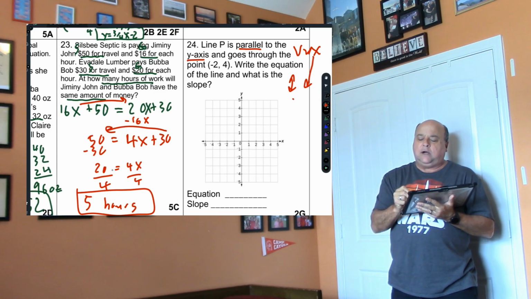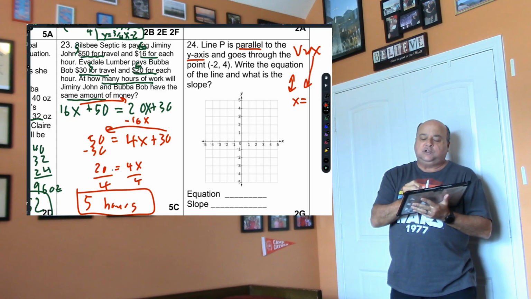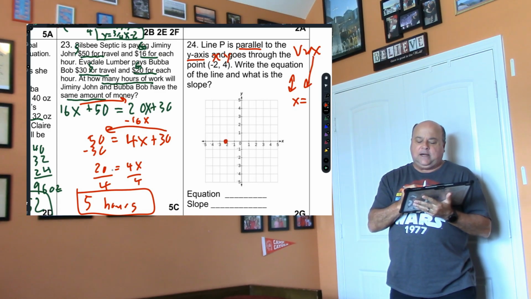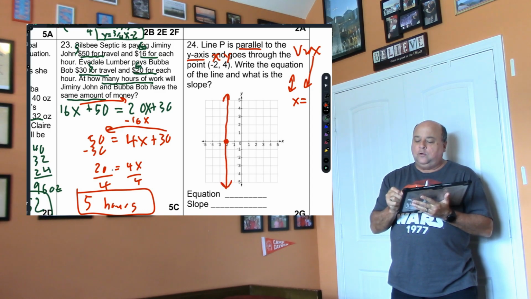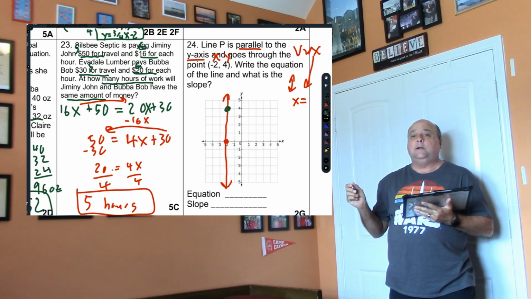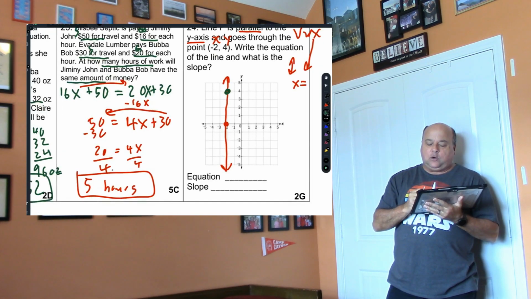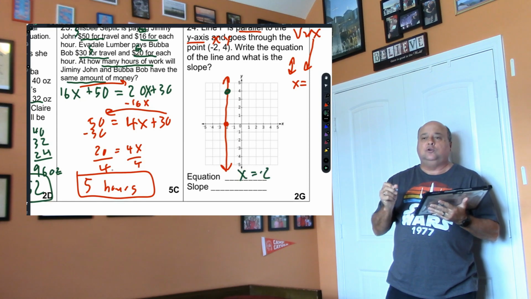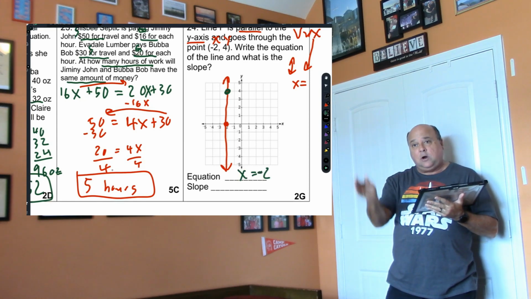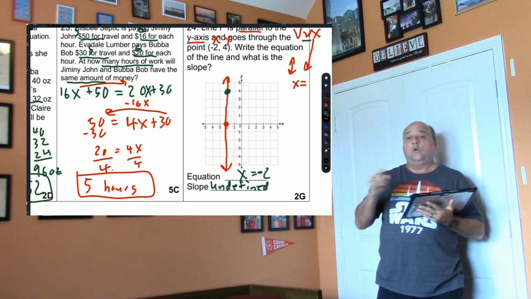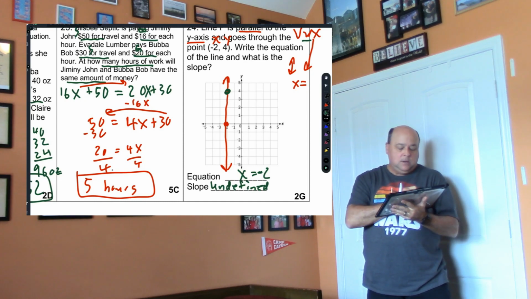So that means we're going to have an x equals equation. So our x is -2, our y is -4. It's going to go through -2, and it's going to be vertical. Notice that it goes through -2, 4, doesn't it? But it never ever crosses y. So we're going to get an equation of x equals -2, and since it's vertical, the slope is undefined. If it were horizontal, the slope would be 0.